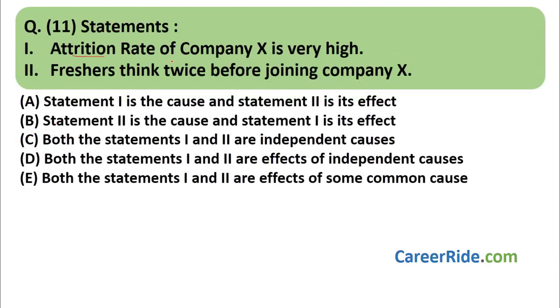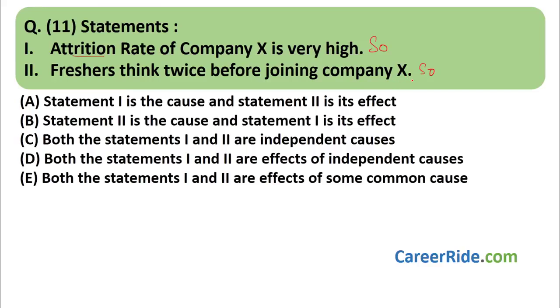Statements: attrition rate of company X is very high, so freshers think twice before joining company X. Okay, this makes sense. Let's try the other way around. Freshers think twice before joining company X, so attrition rate is very high. This does not make sense. If freshers are thinking twice before joining the company, that is the reason for attrition rate to be high.